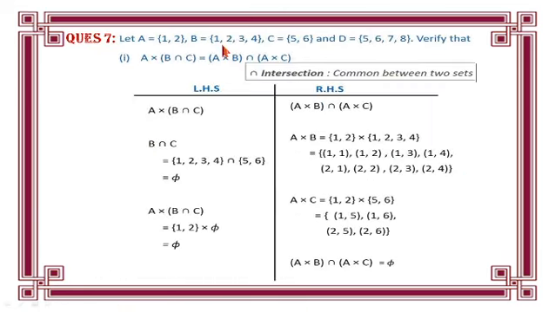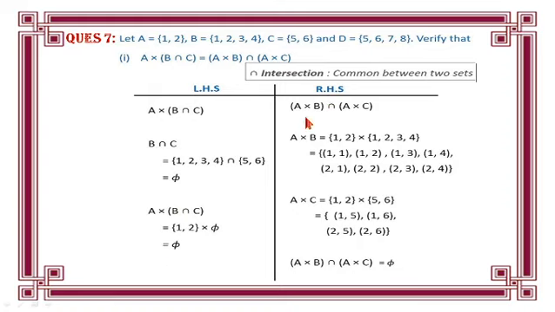Question number 7. Here A, B, C and D, 4 sets are given, and we have to verify this. Let's talk about the left hand side first of all. A cross (B intersection C). First of all, let's find B intersection C. B is 1, 2, 3, 4 and C is 5, 6. What is their intersection? Nothing is common, so it is phi. Now A cross phi. Definitely it is phi only.